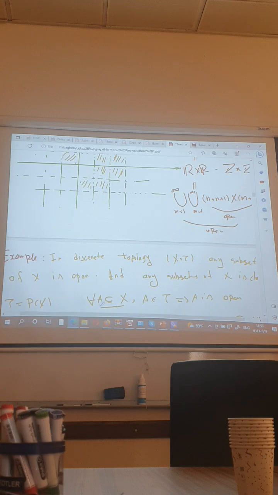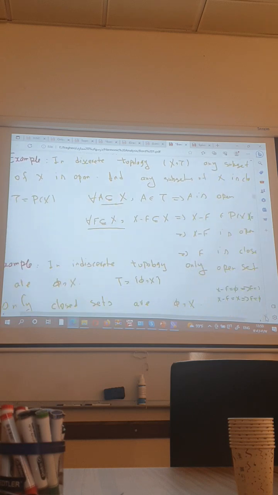Because for any subset of X, A belongs to the topology, so A is open. And for any subset F of X, the complement of F is a subset of X again, so it must belong to P of X. So X minus F must be open, so F must be closed. So in discrete topology, any subset is open and any subset is closed.